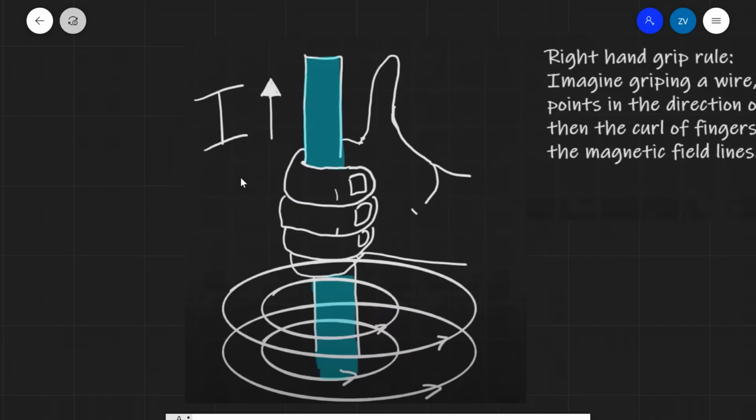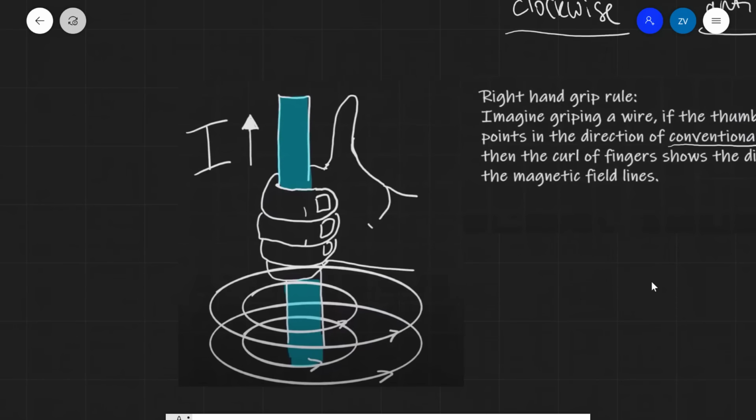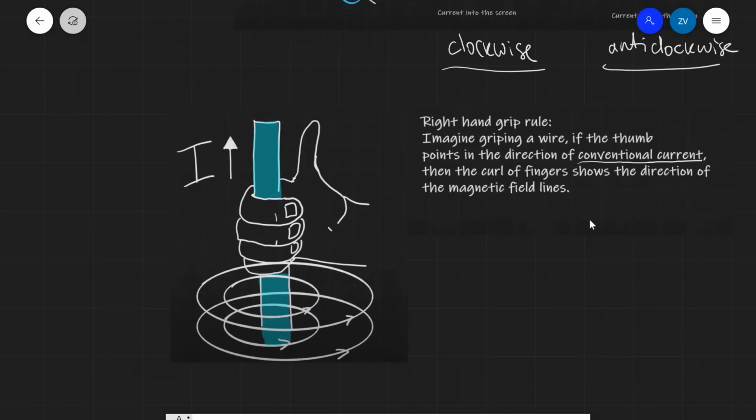So the rule is that you imagine gripping a wire, and then if your thumb points in the direction of conventional current, then the curve of your fingers shows the direction of the magnetic field lines. For instance, if the current is going upwards, we also have the thumb pointing upwards. The field is then, as you can see, as we have drawn underneath, follows the direction of the curve of the fingers. So the magnetic field lines will be going in the same direction as the curve of the fingers.